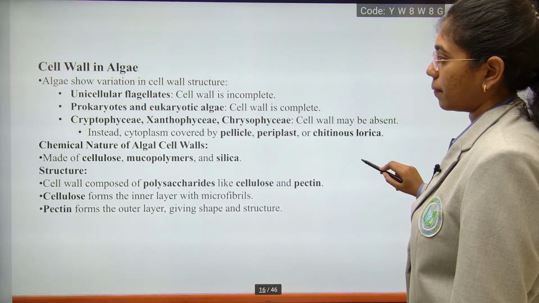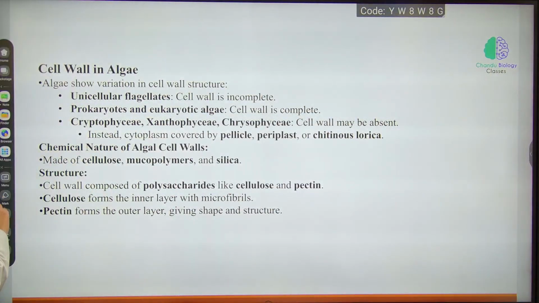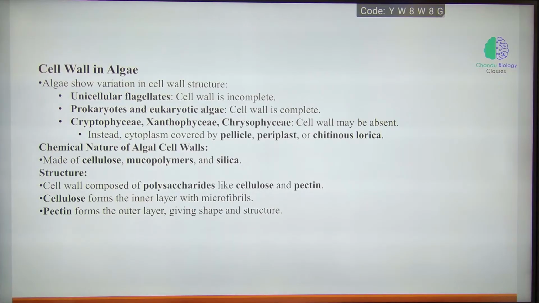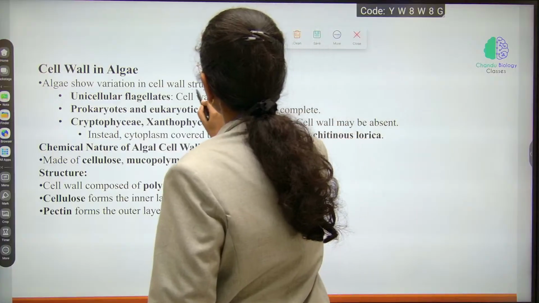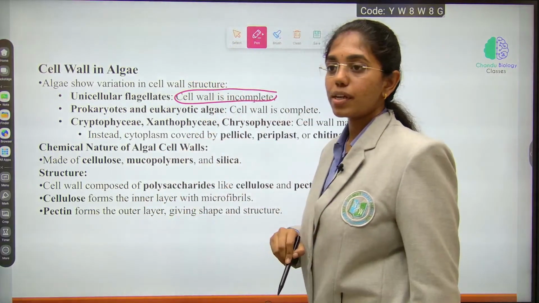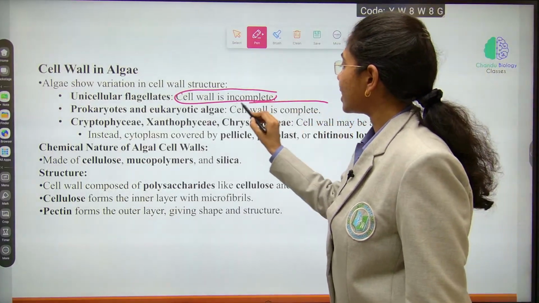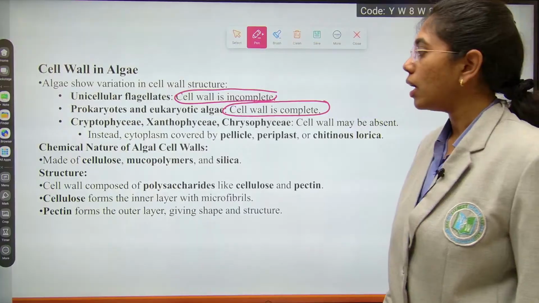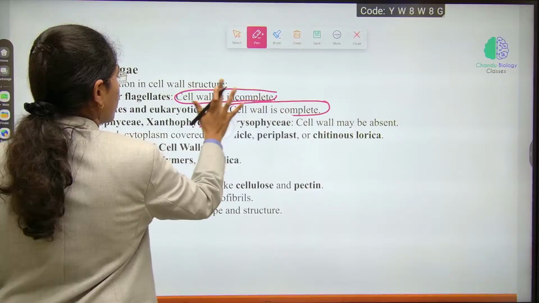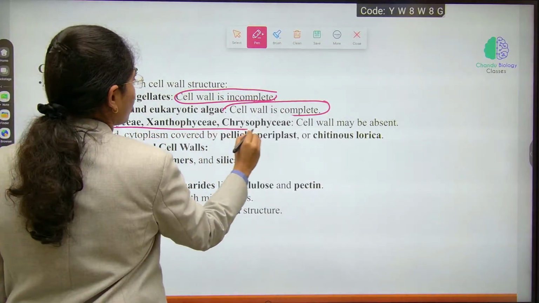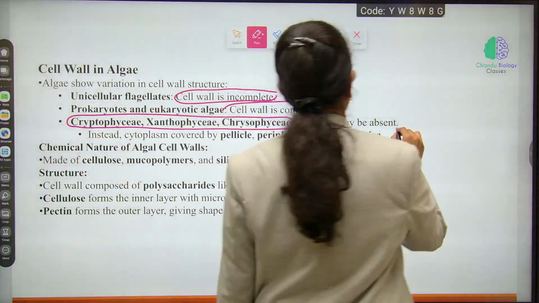Next, cell wall in algae. Algae will show many variations like unicellular flagellates where cell wall is incomplete here. Unicellular flagellates where cell wall is incomplete. Prokaryotes and eukaryotes, cell wall is complete here. And Cryptophyceae, Xanthophyceae and Chrysophyceae, where cell wall may be absent.